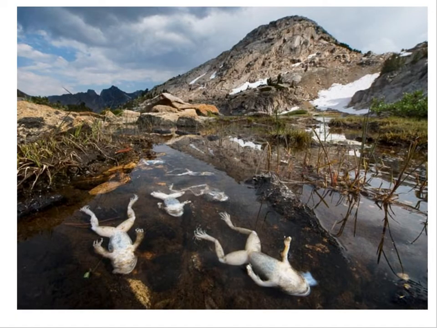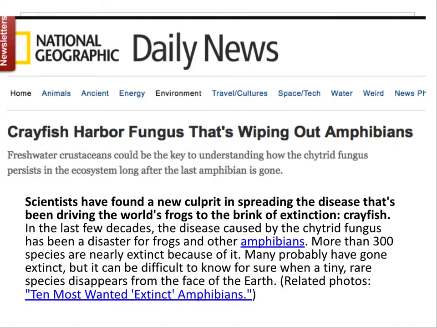In this picture, what you're seeing is, yes, a bunch of dead frogs, which are amphibians. And they're dead because of a type of fungus that's growing on their skin, and this is causing them not to be able to breathe. This fungus is called crayfish harbor fungus, but the more technical name is chytrid fungus, which you can see right here in the paragraph. It's supposedly starting to wipe out amphibians because it gets on their skin and then it blocks them from being able to exchange oxygen with the environment, and then they suffocate.